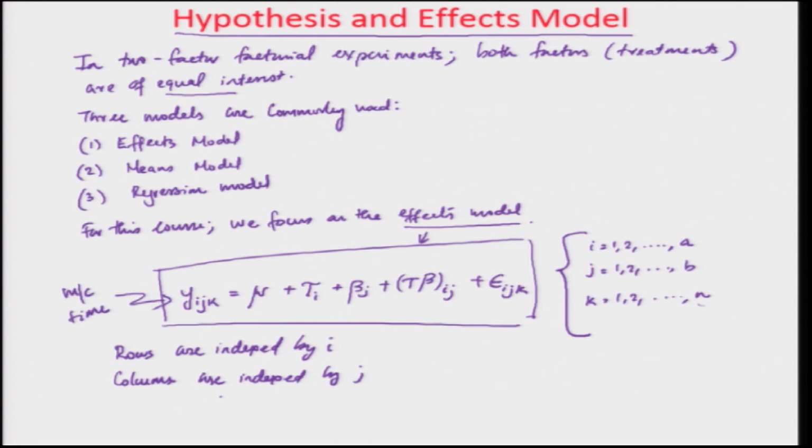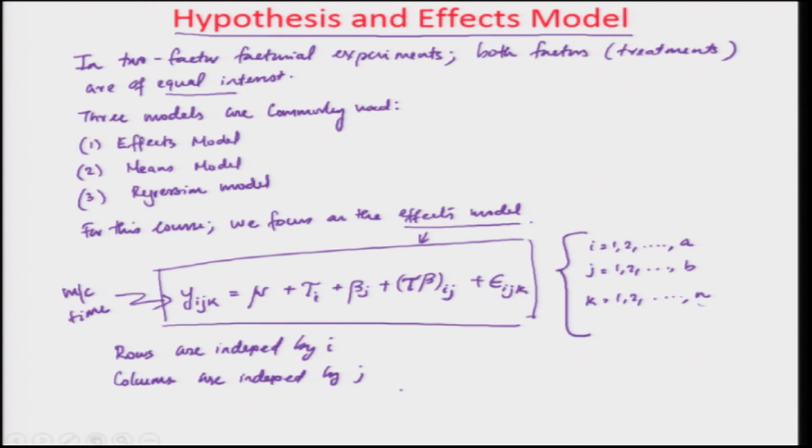Machining time is a function of a linear combination of mu, the average, plus tau i. Tau i is another value for factor A, because i is for factor A, and beta j, where j is for factor B, which is your machining speed, and tau beta, this is your interaction of both factors, factor A and factor B, ij together, and then some error.